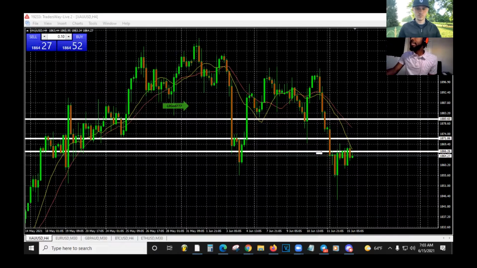So basically I'm expecting it to bounce back up here and get back into the high 18s or maybe even break back into the 19s. TP1 is at 1871, TP2 is at 1880. So definitely expecting some good news with gold this week.